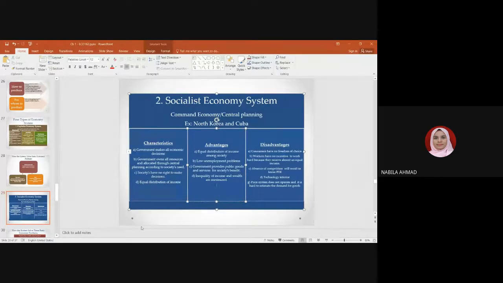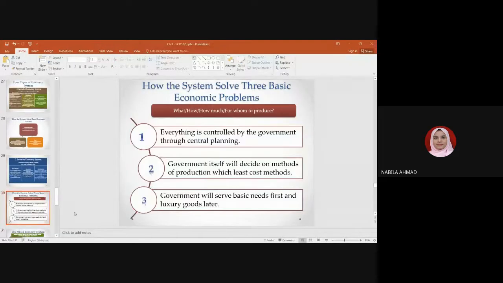Okay, so kita nak tengok how the system solve the basic economic problem. What and how much, how and for whom. So everything is controlled by government through central planning. Government will decide methods of production by using least cost method, and government will serve basic needs first and luxury goods later. So government akan produce barang-barang basic dulu, barang-barang keperluan, then baru go to the barang-barang mewah lah.